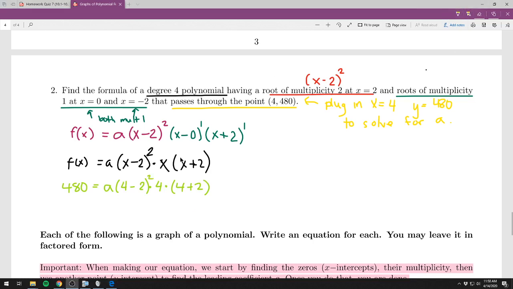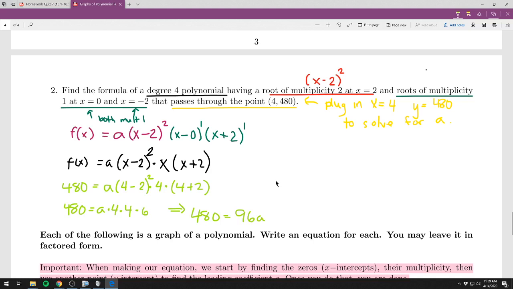And my apologies, I forgot to square it, so I erased everything, because that is definitely going to make a difference in our answer. And we had our squared here, and I forgot to include it. But when we plug in the 4 and 480, the procedure is the same. 4 minus 2 is 2. Squaring that gives us 4 times 4, and then 4 plus 2 is 6. And now if we multiply that out, 4 times 4 is 16, times 6 is 96.